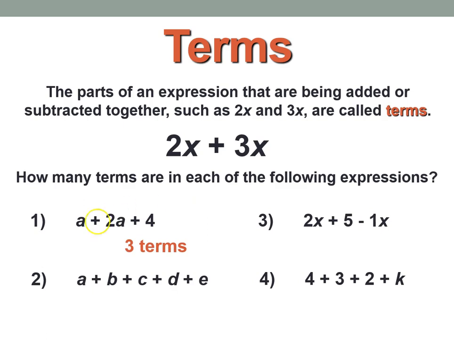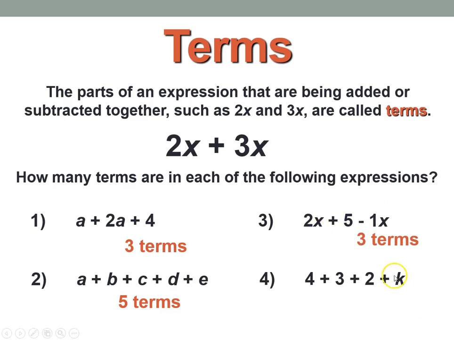So let's go to the second one. Check out here, I got 5 different letters. Each one is going to be a term. So those are variables. It might look funny that we're adding variables and not numbers together, but that's okay. They're each their own term, and we've got 5 terms there. How about on this third one? How many terms do we have? Yeah, if you said 3, you were right.